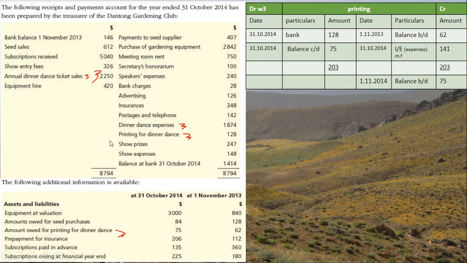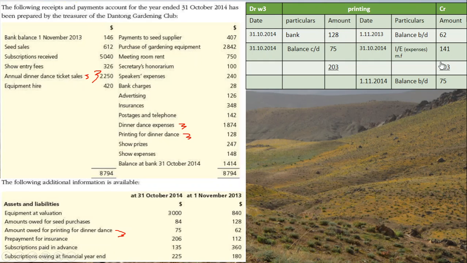So look up here, and then here is your printing for dinner dance, 128. So that has been paid. So in the debit side, printing, bank, you put 128, and then you find the missing figure, and that's the expenses for printing, 141, for the particular period.